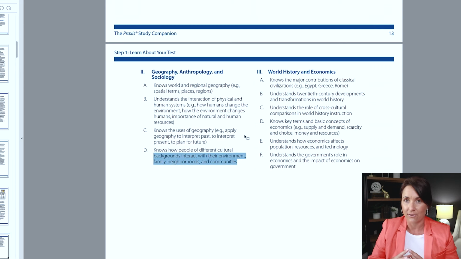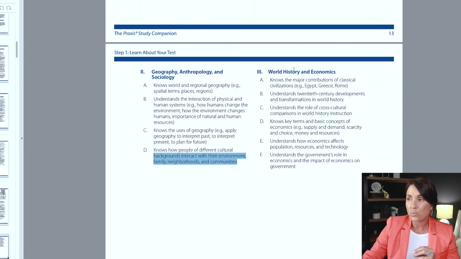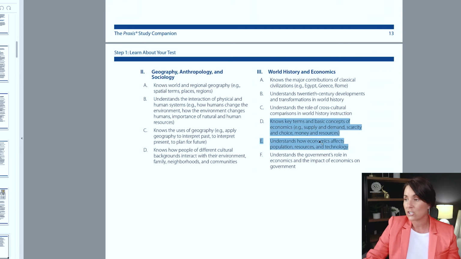It's all kind of lumped together there with anthropology. And then, of course, world history and economics. We've got major contributions of ancient civilizations, basic concepts of economics, understanding populations, resources, technology. That's all going to fall under world history and econ. So you're going to want to take a look at these detailed specifications as well, because it will help you study for the exam and know what subjects are on there.